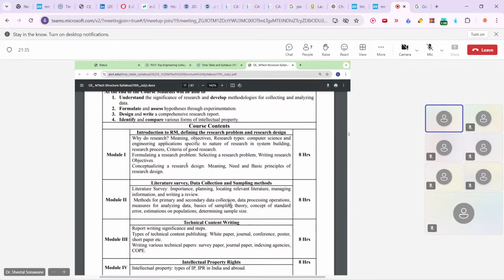Okay. It's completely a theory subject, but that's why understanding of the different components of a research process is very important, though it is theoretical. Okay. So this is all about the syllabus.